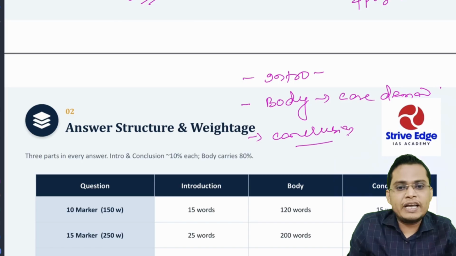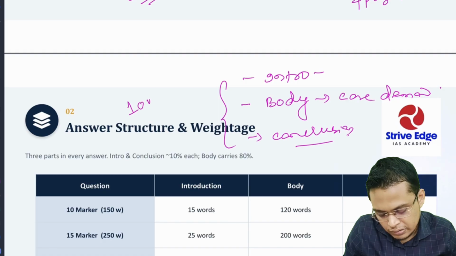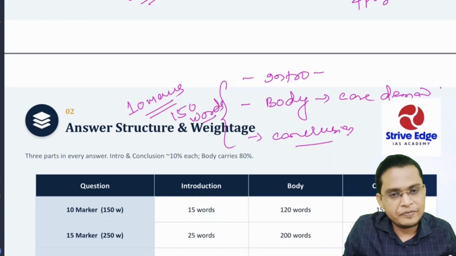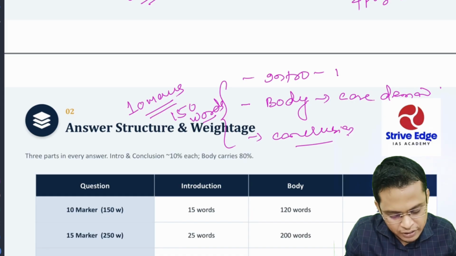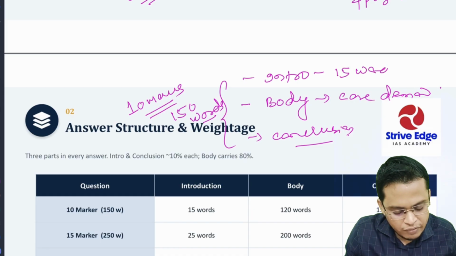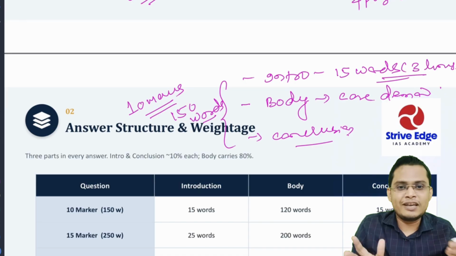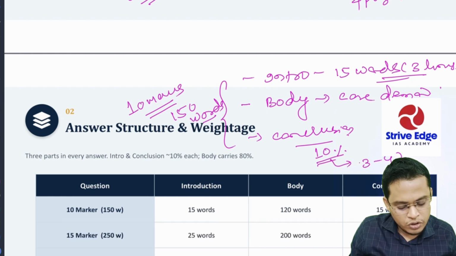And what is the weightage that you should give? For example, if this is a 10 marker question, we have to write at max 150 words. So if it is 150 words, your introduction should not be more than 10%. That means you have to write your introduction in 15 words. What are 15 words? Around 3 lines. It should not be more than 3 lines. Your conclusion also carries a weightage of 10%. Your conclusion should also be not more than 3 to 4 lines.